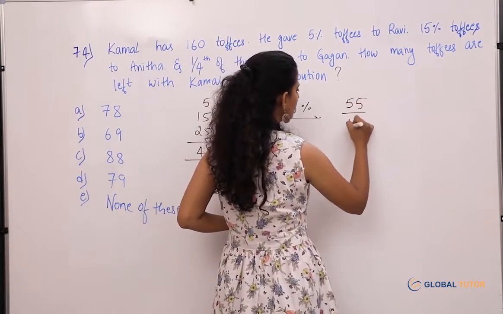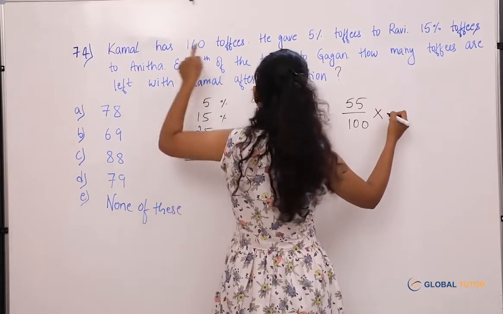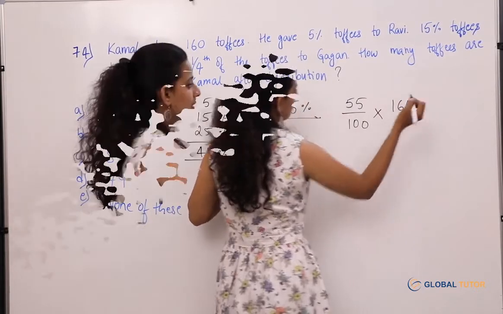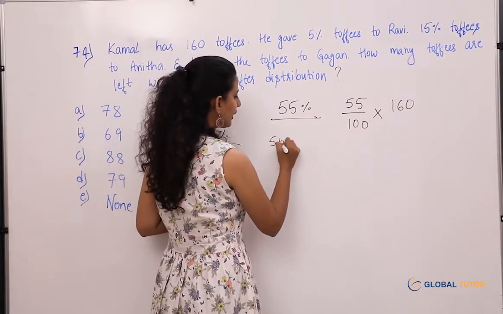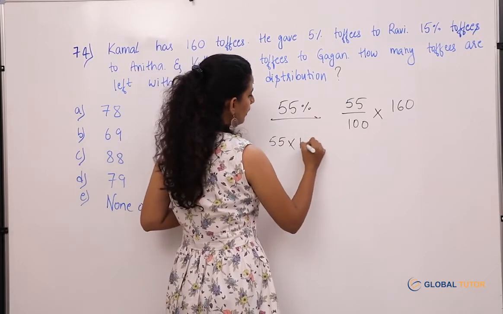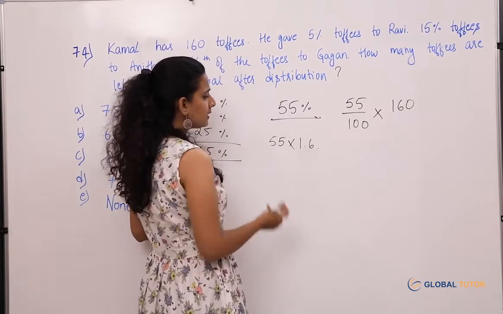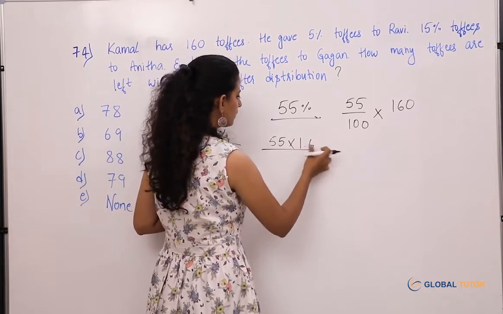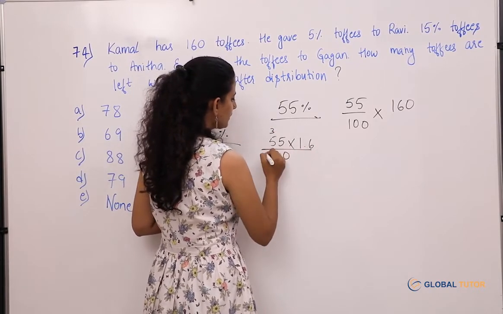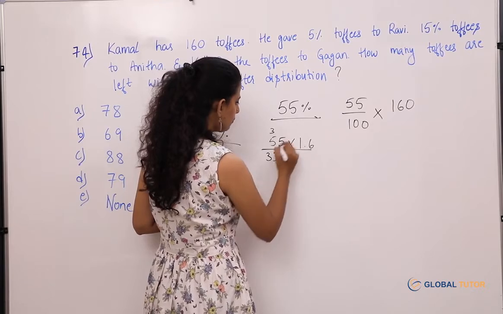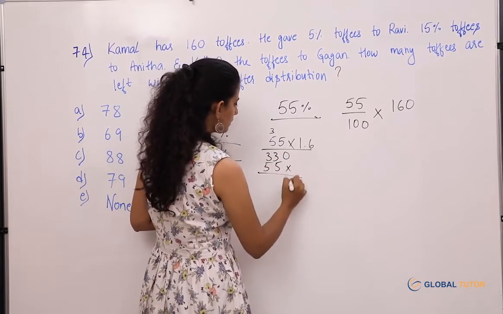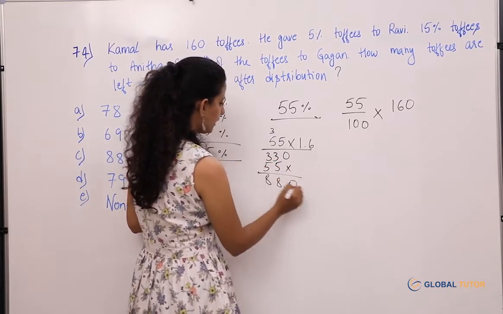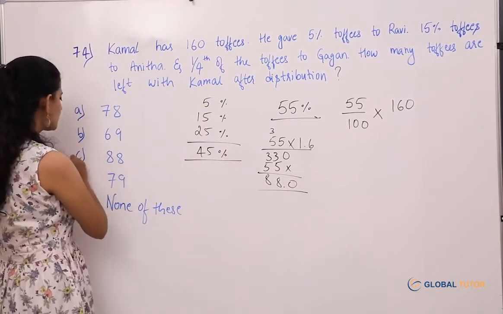So what is 55% of 160? 55 divided by 100 into 160. So this will be 55 into 1.6, right? So this is 6 5s are 30, 6 5s are 30, 33, 1 5s are 5. So this is 0, 8, 8, 88. So which is option C.